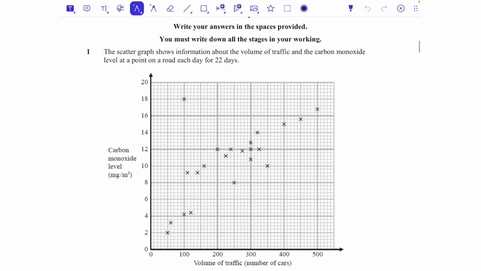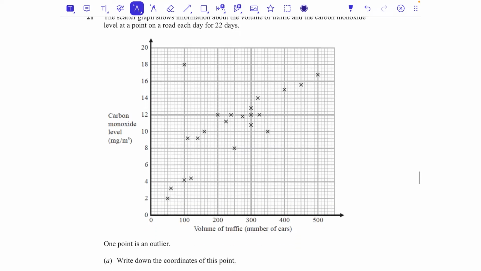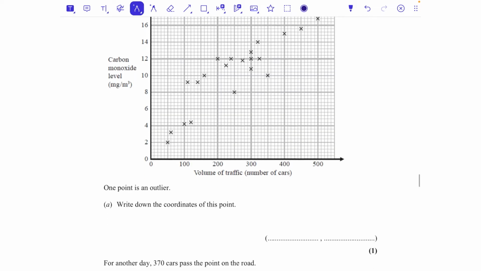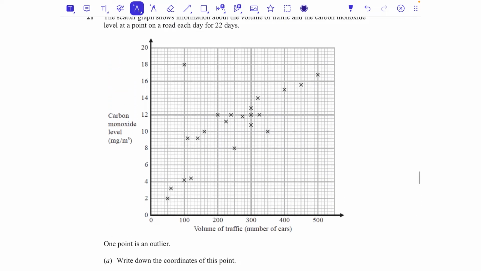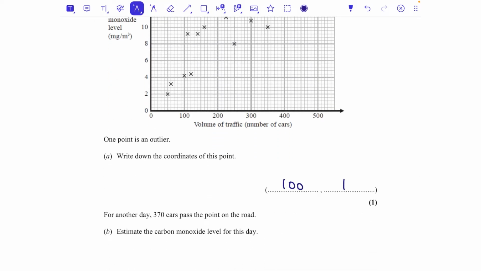Okay, question number 1. The scatter graph shows information about the volume of traffic and the carbon monoxide level at a point on a road each day for 22 days. One point is an outlier. Write down the coordinates of this point. So the outlier is this point up here. It does not fit the trend of the data. So that is an outlier. And the coordinates, remember we were going along the corridor up the stairs. So 118 is the coordinate of that point.